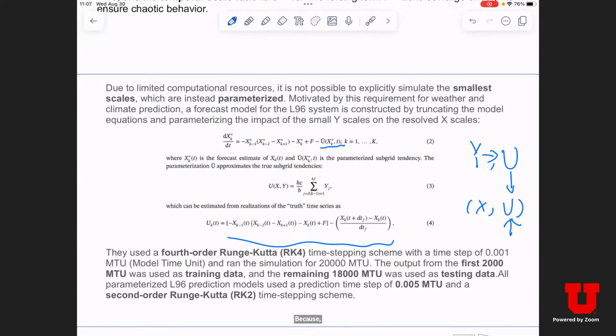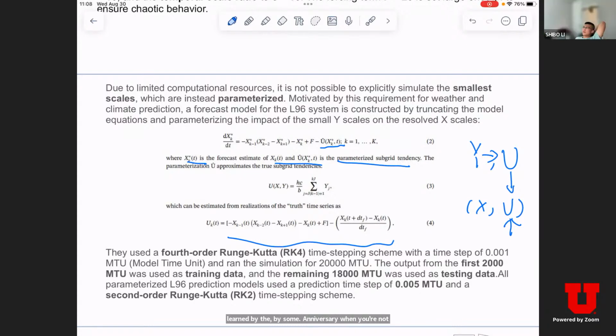I think the reason is this X_t is the forecast estimate of the state, and U is the parameterized subgrid tendency. The subgrid means the small scales. So I think that's the meaning of the truncation. So equations 3 and 4 are just telling you how you get the training data for U. And U is then learned by the GAN, by some universal neural net.